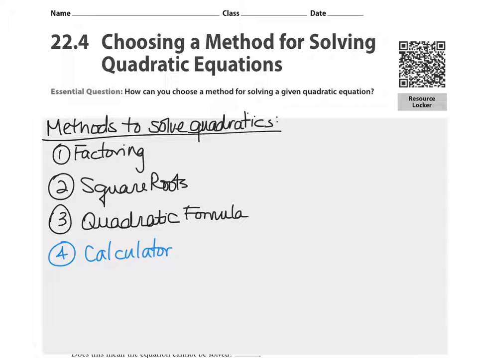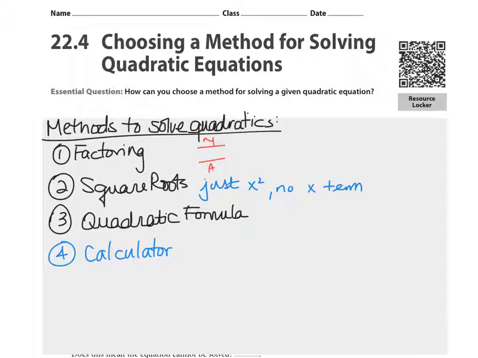So factoring, you all know that's always the first one that you want to try when you have quadratics. That's just where we're going to do top number, bottom number, where it multiplies and it adds. If that doesn't work, or if it doesn't seem to make sense, we might try square roots. That's when we just have an x squared in the equation. So no x term, just an x squared.